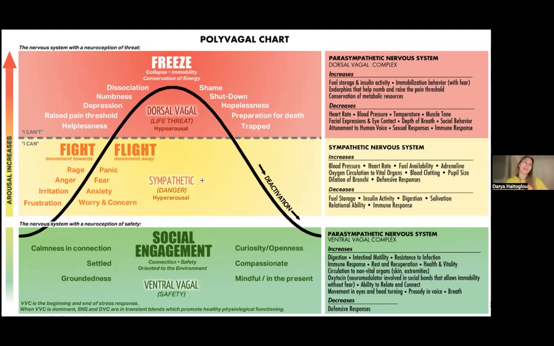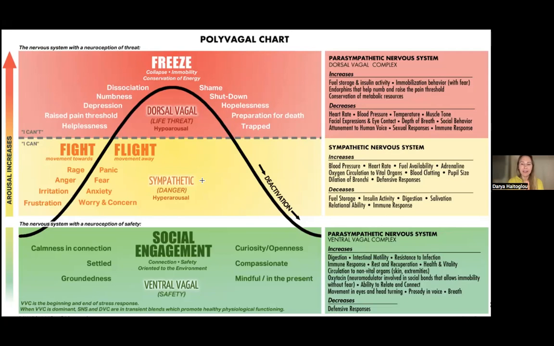But with polyvagal theory, Dr. Porges looked at actually three branches or three platforms or three ways of our nervous system to be. So there is a green zone, we call it social engagement, where the ventral vagus nerve is activated.